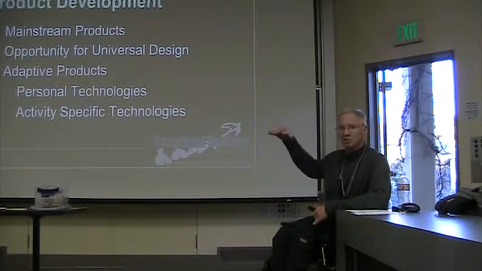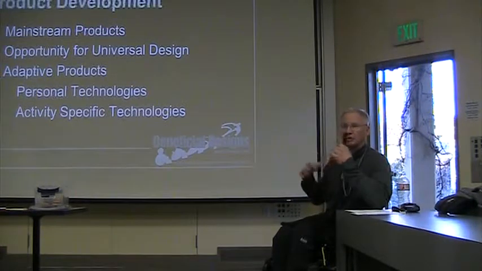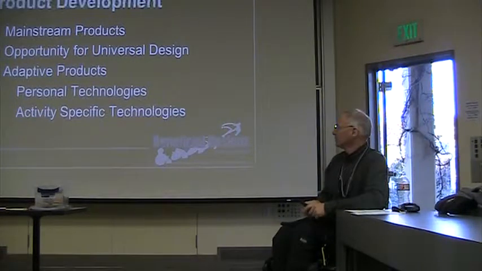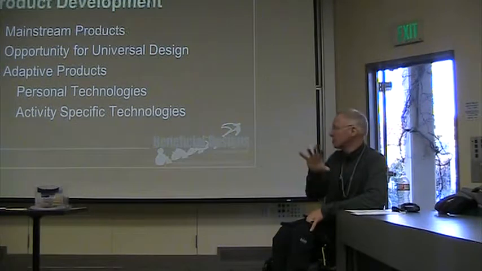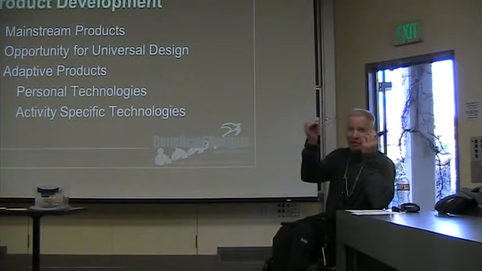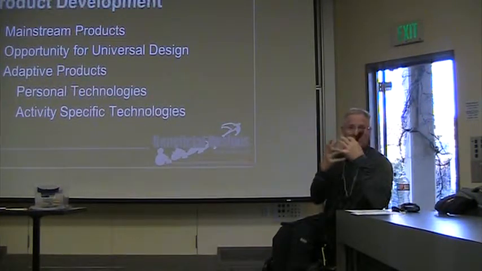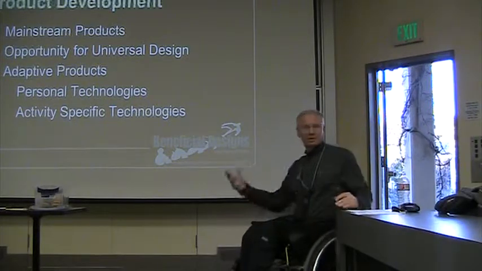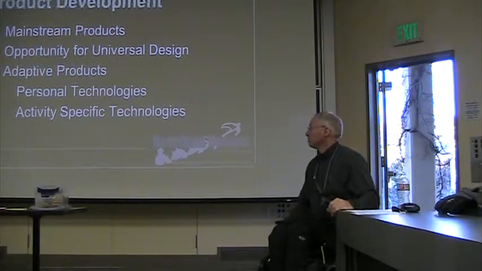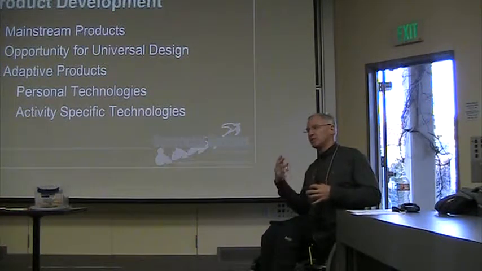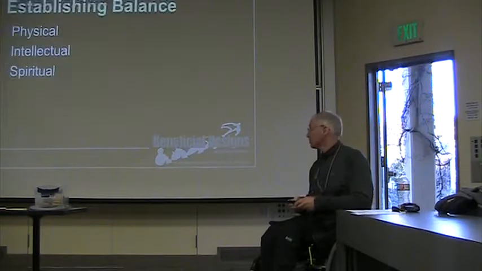And then I'm going to talk mostly, though, about adaptive products, which I would call designing something that's specific to a certain need or user group. Then I'm going to talk about personal technologies and activity-specific technologies. Personal technologies would be like my glasses that I wear, the things that you wear that you use for everything you do. My wheelchair would be part of my personal technology to let me move and live. An artificial leg would be a personal technology. And then I'm going to talk about activity-specific technologies, something that allows you to do a certain thing that you want to go out and try to do.